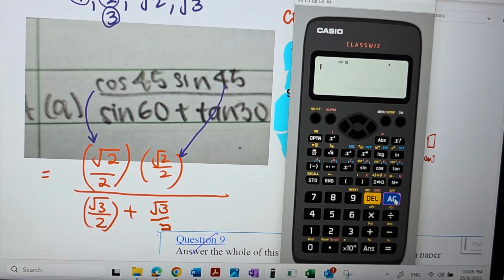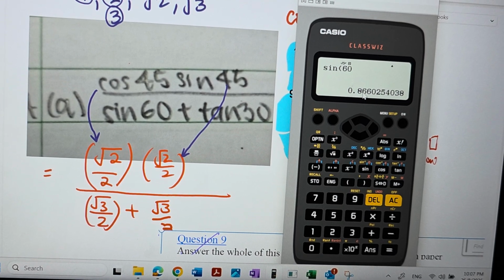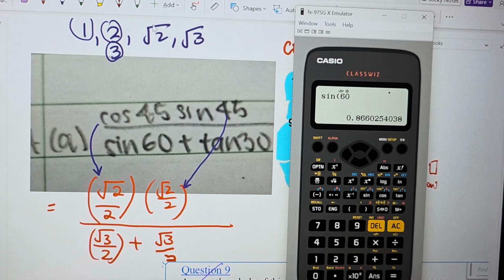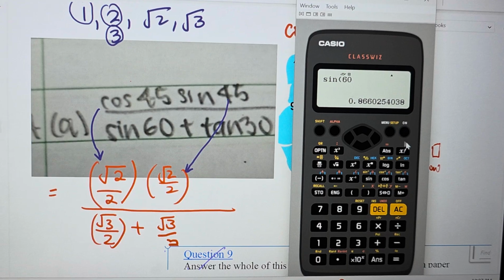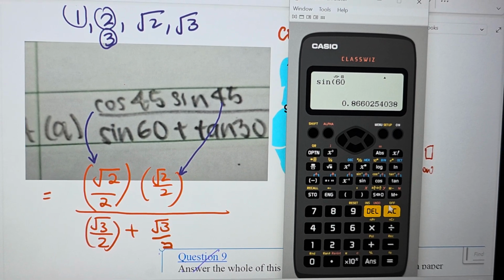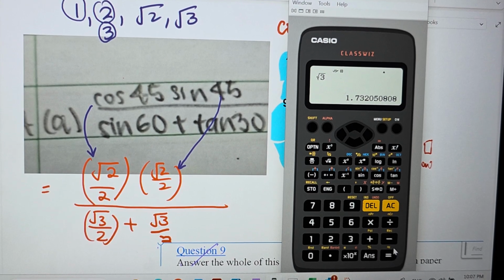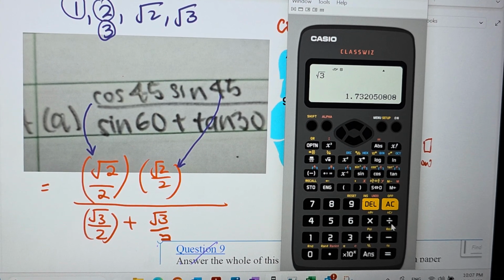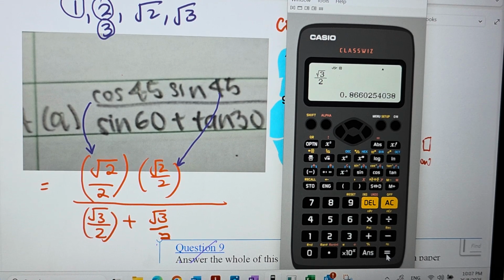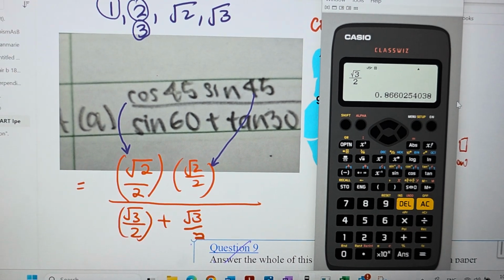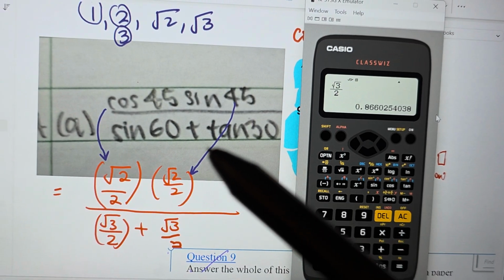Now, what about sine 60? For sine 60, you will find that it is a number greater than square root 2 over 2, which means it must be square root 3 divided by 2. Remember this number is 0.866 something. If I press square root 3, I get 1.7 something. Don't you agree? If I divide by 2, I will get 0.8 something. True enough, that's the answer. So if you're too lazy to use the hand or the table, you can use this method.